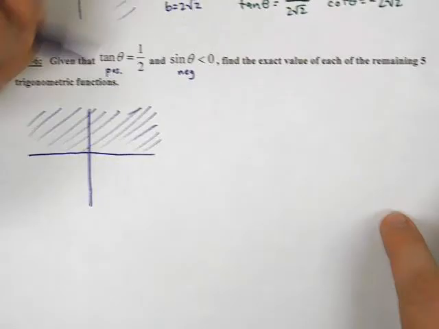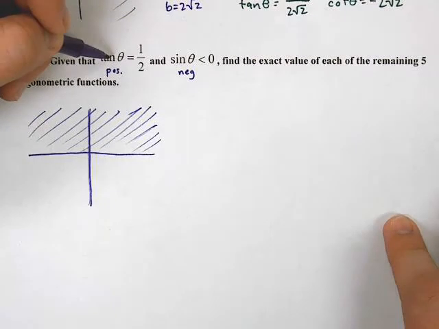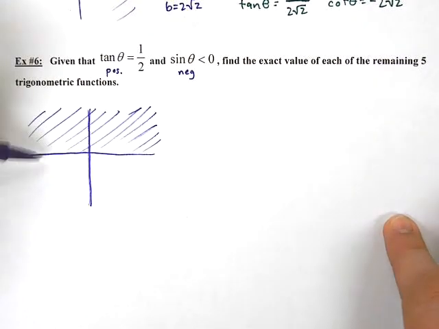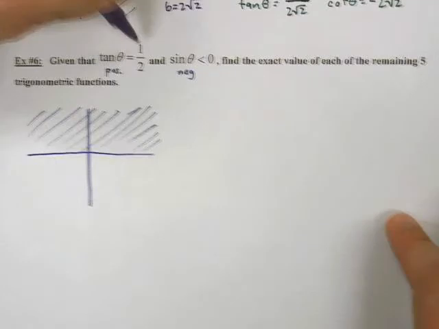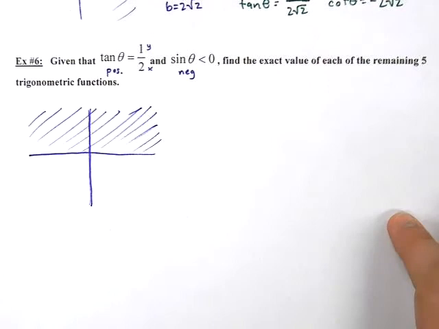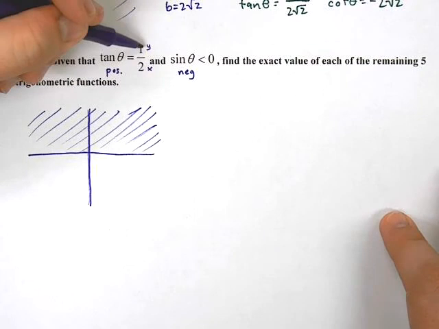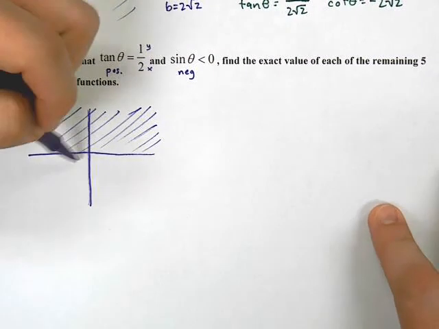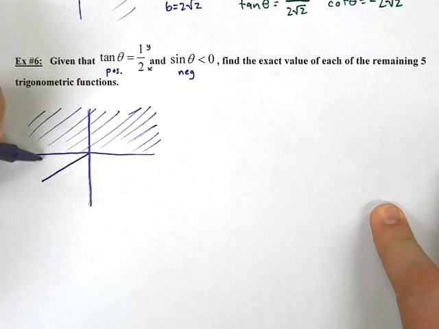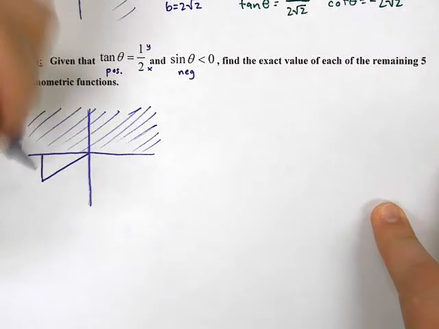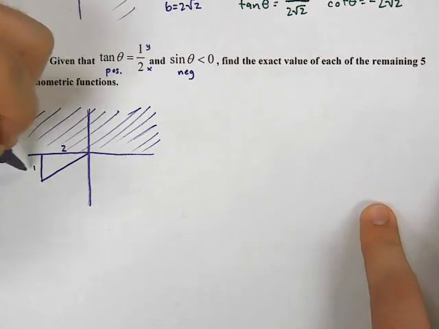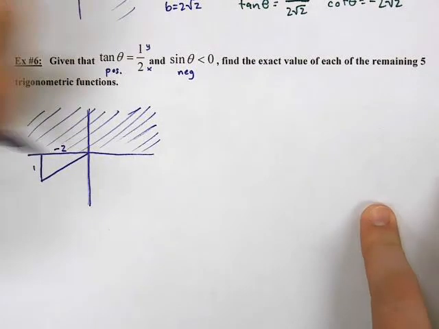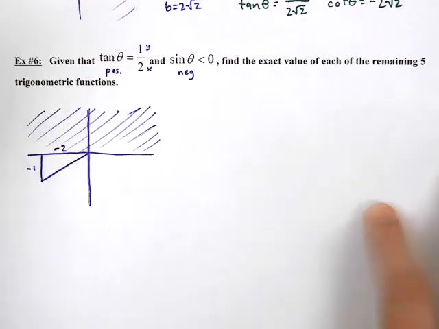Tangent must be positive. Well, where is tangent positive? It is positive in quadrant 3. So let's think here. Tangent is y over x, which means my y value has to be 1, x value 2, so something like this. So 1 and 2. Now please be careful once again. I am in quadrant 3, which means I went to the left and I went down.